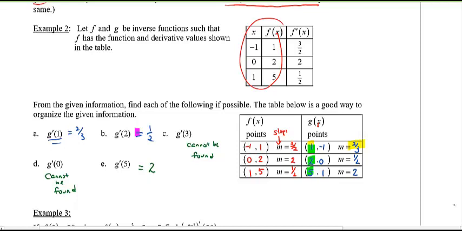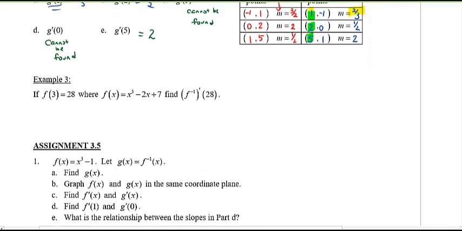All right. And one last example here with actually a function before I let you try some questions from the assignment. Here I have f of 3 equals 28. And the function is given as x cubed minus 2x plus 7. I want you to find the derivative of the inverse evaluated at the value of 28. So how can we do this? Well, if I'm looking at that chart, I have a nice coordinate 3 comma 28, right? And the question is, what is the slope at that point for the f graph, the original function?